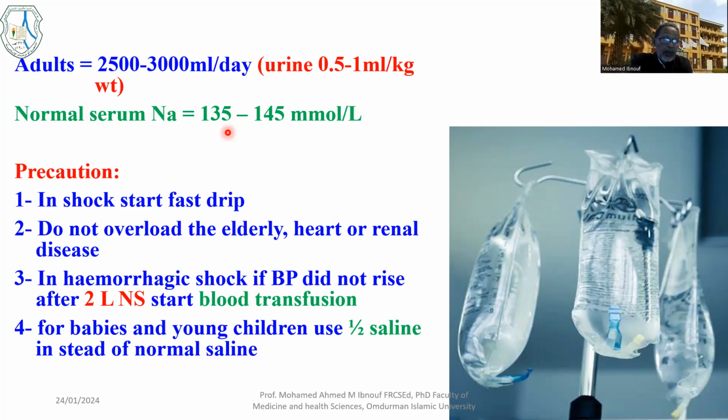But we have 4 precautions. In shock, we have to start with a fast rate of IV fluids, fast drip. And we should not overload elderly patients, and we should not overload patients with heart and renal disease. And also, as a precaution, in hemorrhagic shock, if we give normal saline 2 liters and the blood pressure did not improve, then we have to start blood transfusion. There is no further point in giving more normal saline alone. Now, in babies, we have to give half saline, not normal saline.